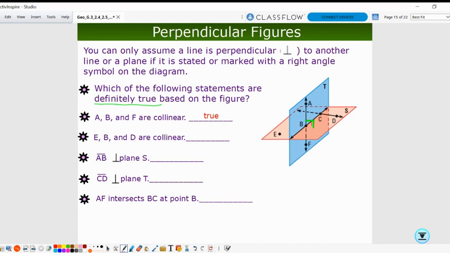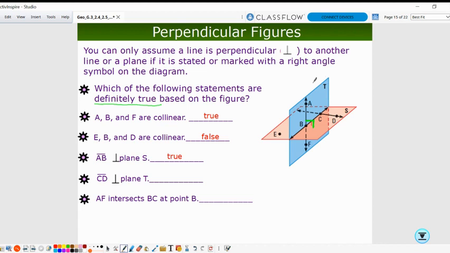E, B, and D. Can we assume E, B, and D are collinear? Is there a line drawn through it? No, we can't. That's false. Is line segment AB perpendicular to plane S? Well, I do have that perpendicular marker. That one is true.